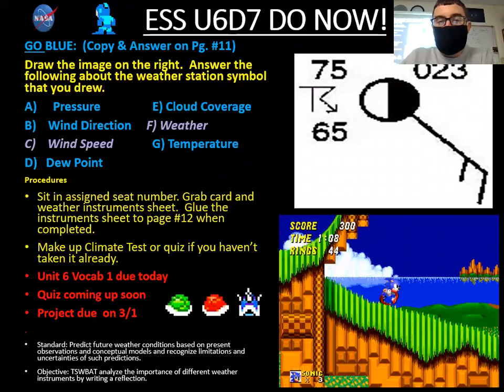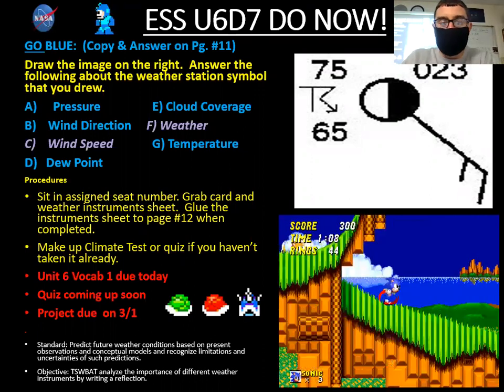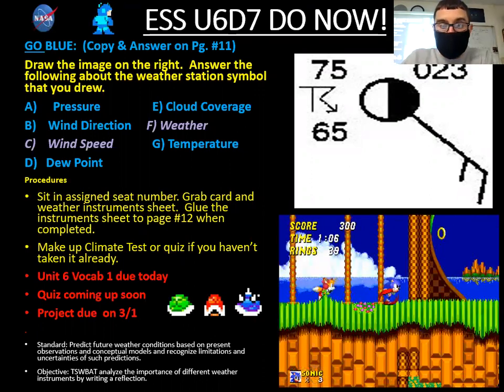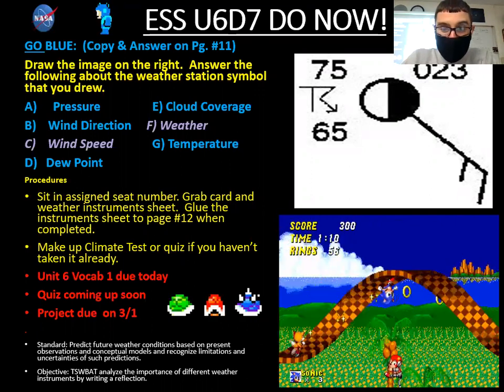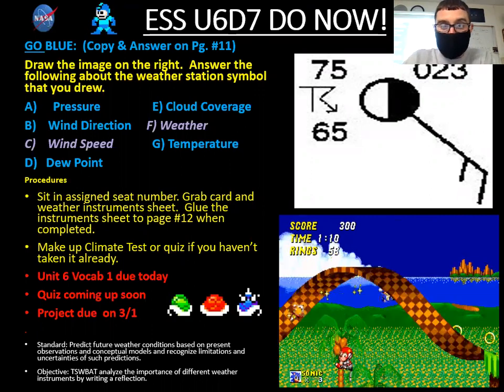Welcome again. For our Go Blue question, we can see here we have a weather symbol on the right. So make sure to copy that weather symbol with all the numbers, all the way it's drawn, everything there. Copy that to page 11.